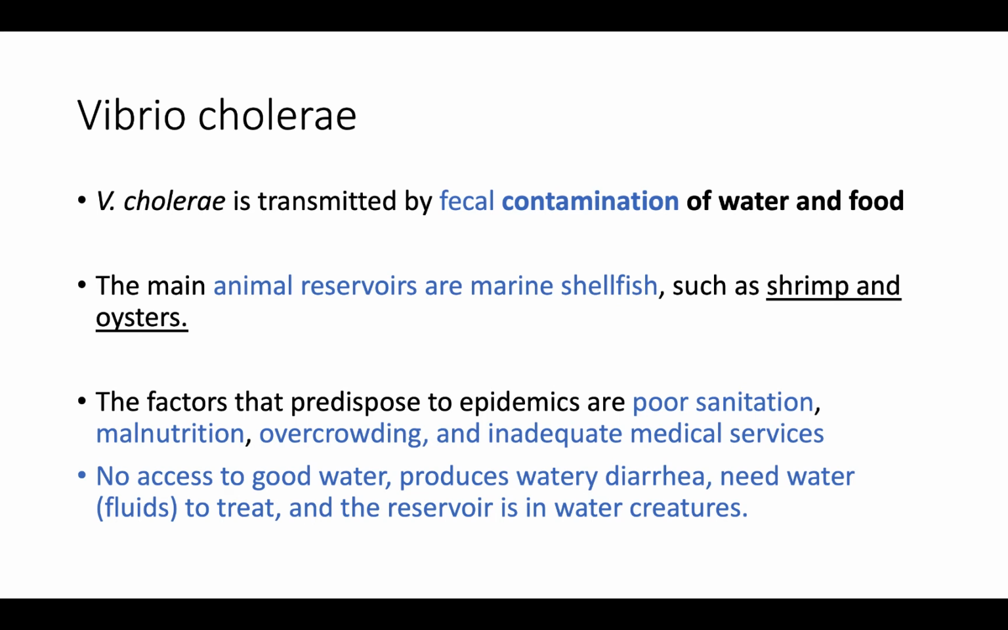The animal reservoir is marine shellfish, for example shrimp and oysters. The factors that predispose to epidemics, as we said, are poor sanitation and overcrowding. Many people have no access to clean water, they're malnourished, and there is poor sanitation. There is no sewage system and facilities for waste disposal. And then you have inadequate medical service.